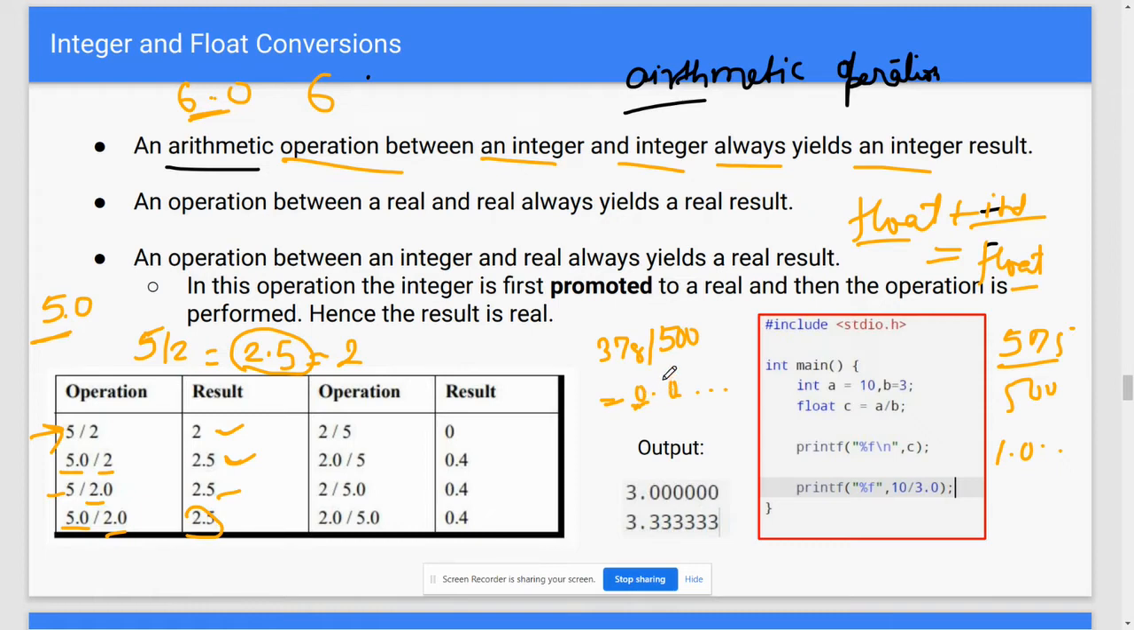So I think Sampurna, did you get your explanation there?